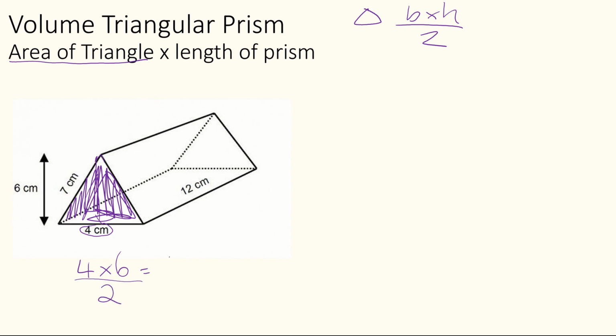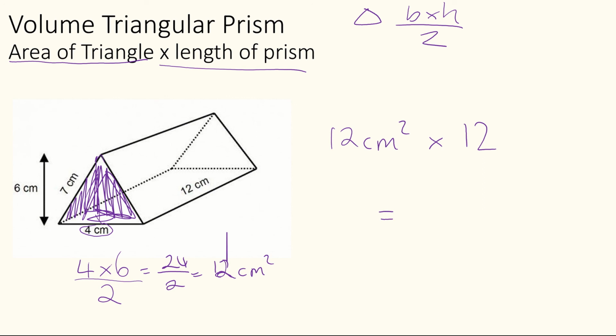So let's solve that. 24 divided by 2 equals 12. 12 centimeters squared. But we've now got to times it by the length of the prism. So here we are. This is the area of that triangle. We're going to times it by the length. 12 times 12, 144 centimeters, and it's cubed because it's a volume, it's a 3D shape.